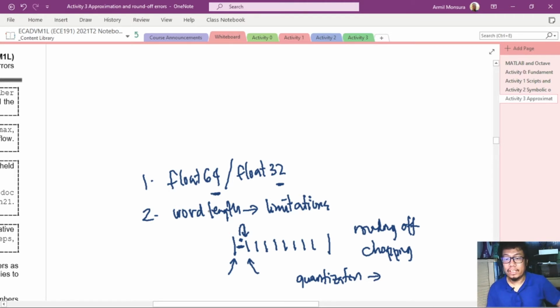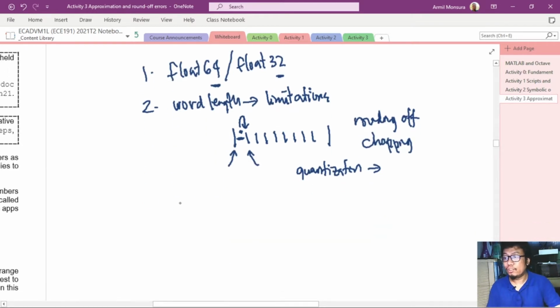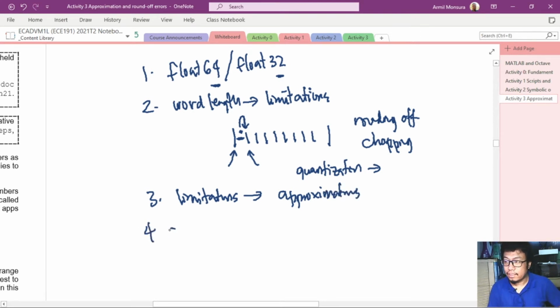So this word length introduces limitations, and those limitations lead to approximations. And finally, these approximations lead to errors. So that is how it goes, and that is one thing I would like to point out about the errors produced by the representation of numbers by computers.